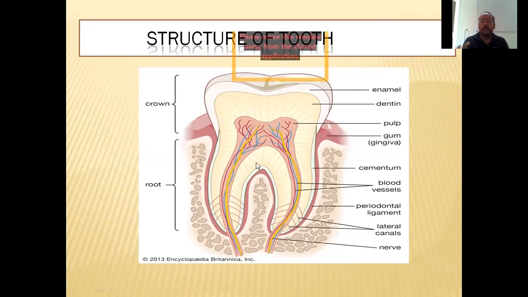Now the tooth is made up of what? First is enamel. It is the white part of the tooth and is the hardest substance in our body. Always keep in mind, enamel is the hardest part of our body. It is deposited outside the crown. You can see here, it is visible on the outside of the crown. It contains calcium salts, that's why it is very hard.